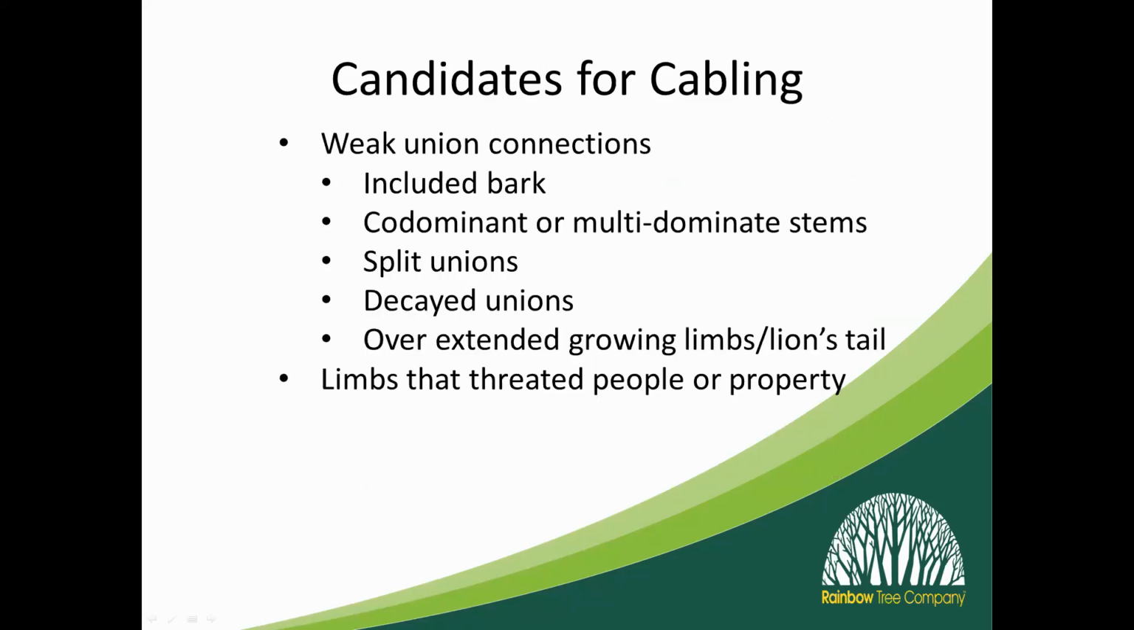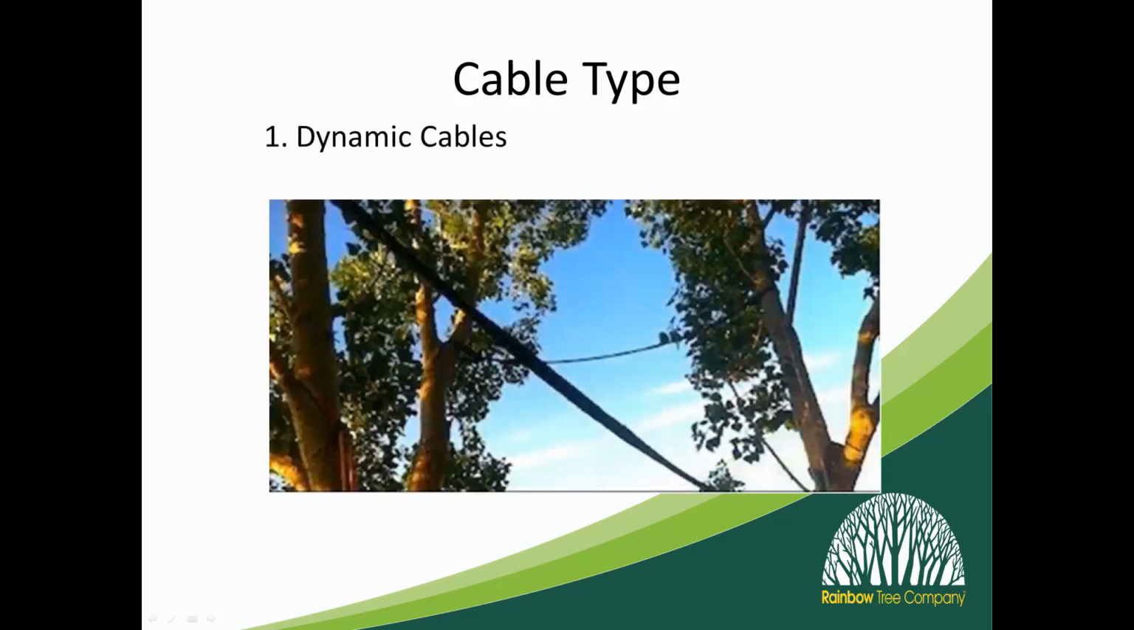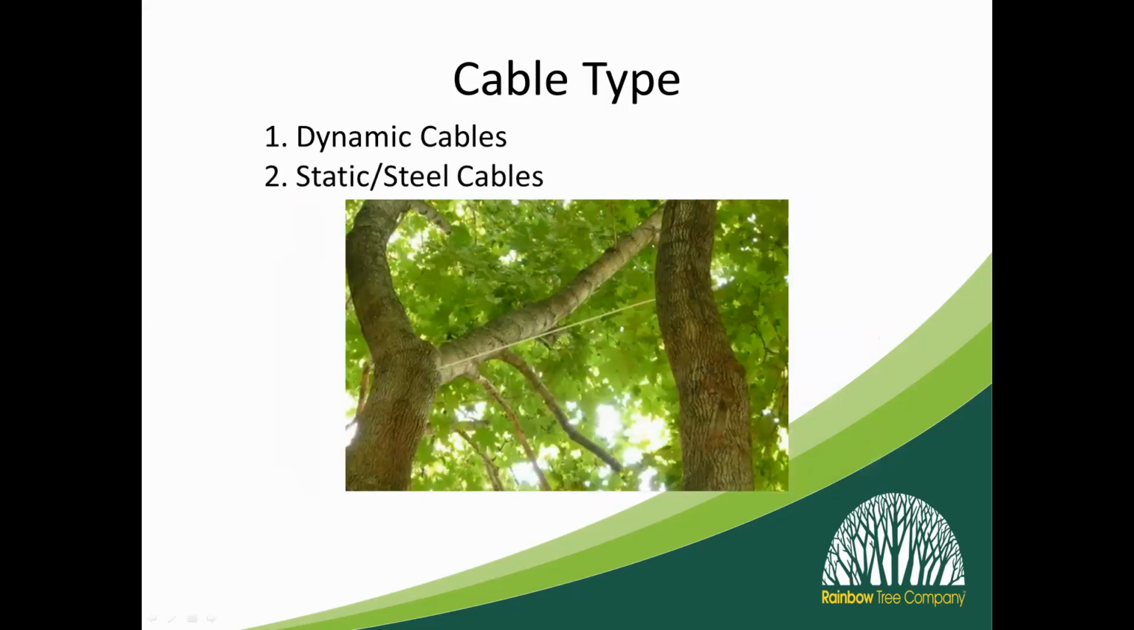In review, candidates for cabling would most likely be weak union connections. That includes included bark, codominant or multi-dominant stems, split unions, decayed unions, overextended growing limbs or lion's tails, as we like to call them, or limbs that threaten people or property. There are two types of cables that we use at Rainbow Tree Care. The first one is a dynamic cable, and the second one is steel cables or static cables.